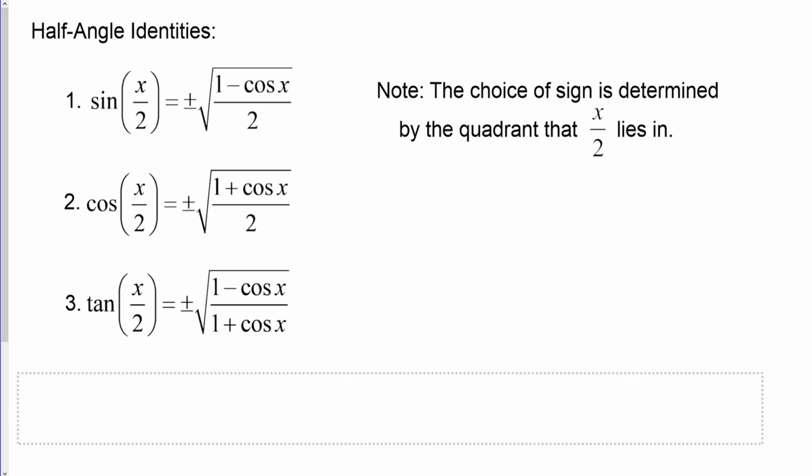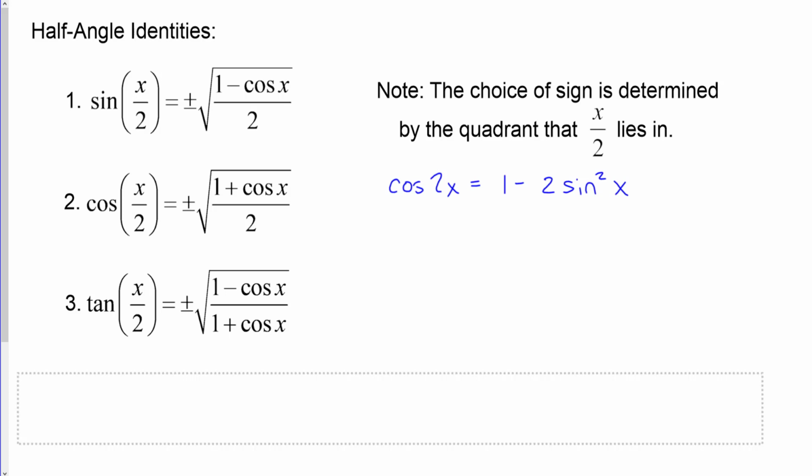So where do these identities come from? The place where they come from is those variations on the cosine of a double angle. So for instance, we had cosine 2x is equal to, for instance, 1 minus 2 sine squared x. Now, that particular identity is where this comes from.